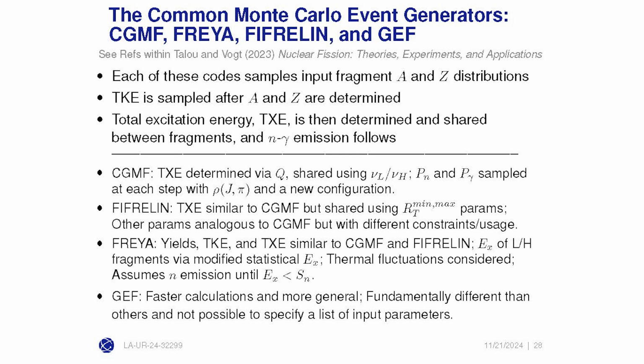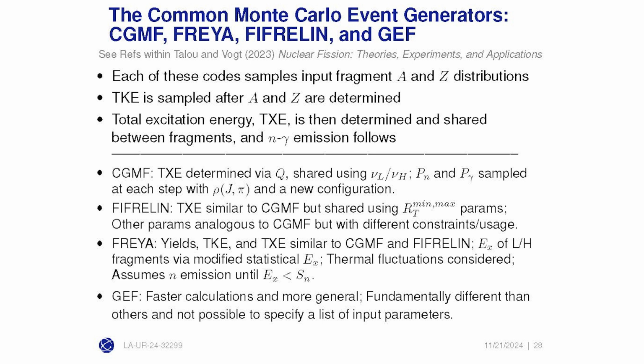These are the four main event generators, Monte Carlo event generators, that we use to compare fission observables pretty frequently. Most of them are similar in lots of ways, but they have different approaches to how they solve different problems. One important point though is that each of these codes takes input mass and charge distributions. These are not calculated. They are input distributions for the calculations themselves. And then the total kinetic energy is sampled after those are determined.